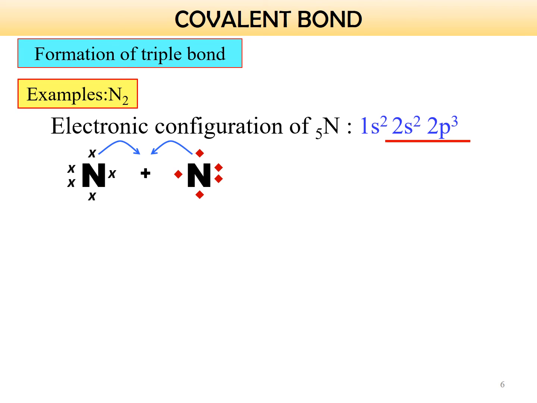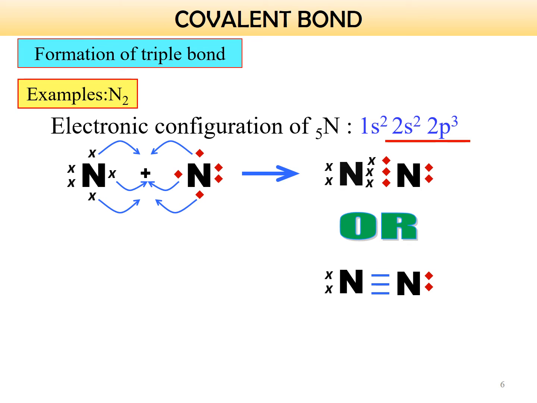A triple bond occurs when 6 electrons are shared between the two atoms and consists of 1 sigma bond and 2 pi bonds.